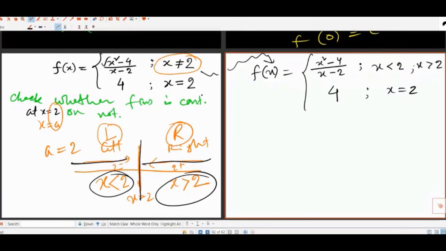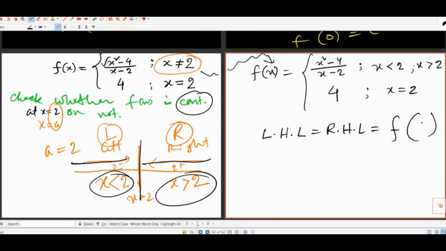So our target is to check the continuity. What is the condition for continuity? The condition for continuity is that we have to find the left hand limit, the right hand limit, and the functional value at a. What is the value of a this time? 2, right? So f of 2. Clear? Yes, sir. Okay. So this is our target.